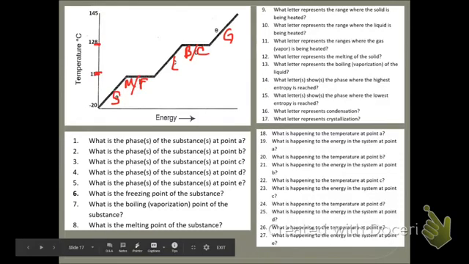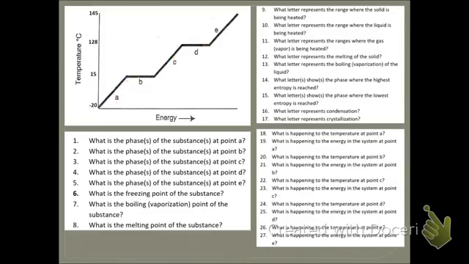So let's answer these questions. What is the phase of the substance at point A? Well, point A is a solid. Because point A, let me clear this out. There we go. Point A is a solid because point A is where the solid lies on the phase change diagram.